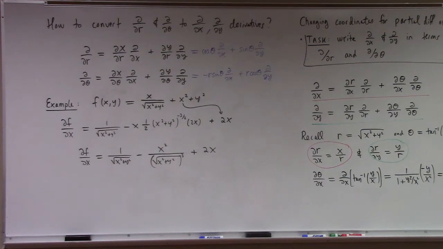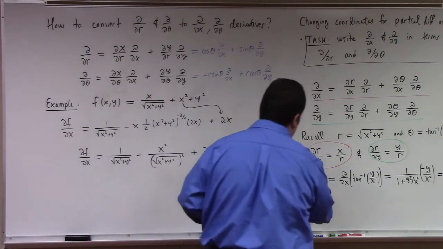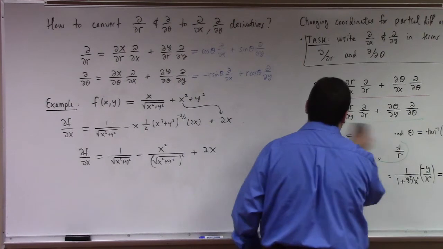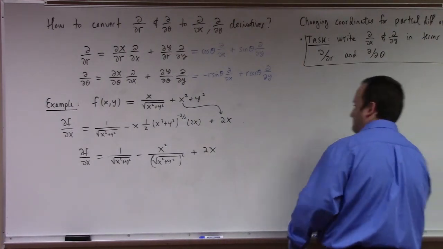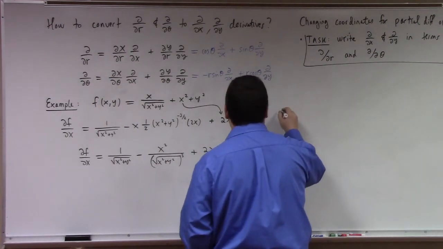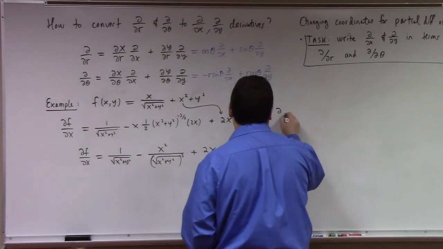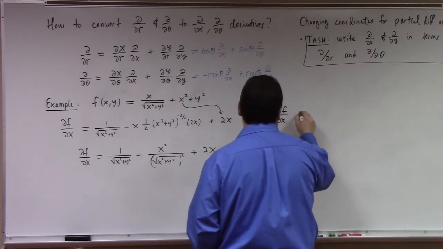What if we tried to do this differentiation in polar coordinates? How would it look different? If for some reason you wanted to calculate partial f, partial x in terms of polar coordinates, what would that look like? So really, I'm asking the question: what is partial f, partial x in polars?